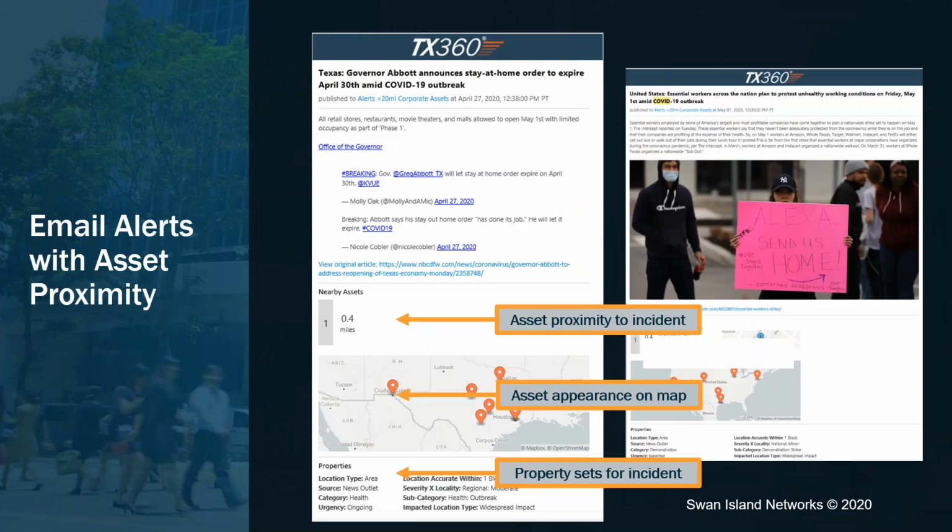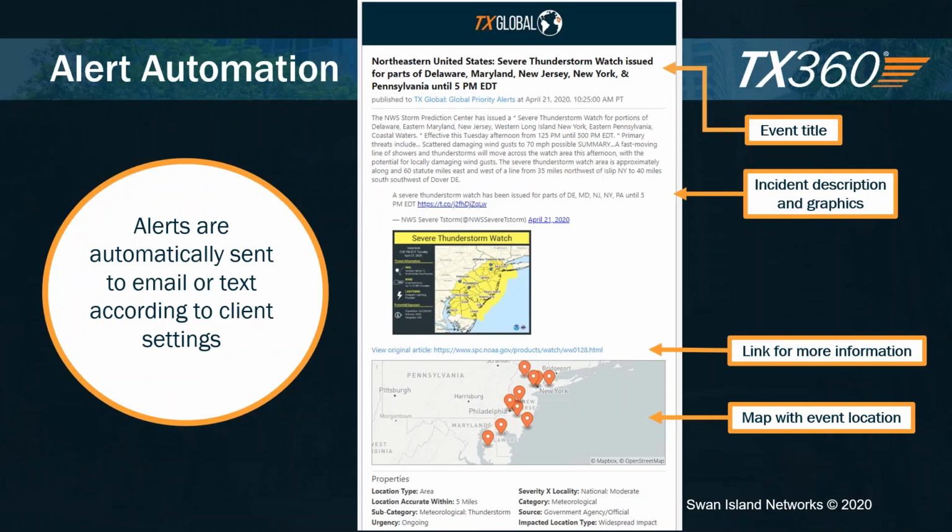Here we have a couple examples of email alerts with asset proximity. So alerts can be set up in proximity to assets, and they'll include the information as you see here. They'll highlight the distance to the nearest assets, as well as a map view. Alerts are automatically then sent out to email and text according to your settings. So if you fall in the range of this example here, the severe thunderstorm watch, you'll be alerted automatically as this is issued by the NWS.